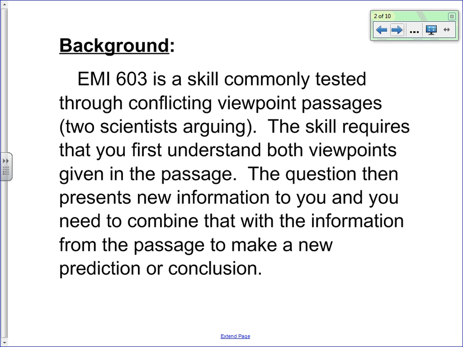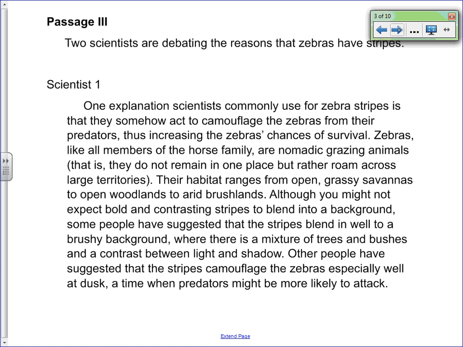Excellent. The way the questions are phrased, you'll always have to assume that everything in the passage is already true, and they add something new on top of it. That's the purpose of this skill. Let's get started by reading through the passage as listed. It's about two scientists debating the reasons that zebras have stripes.